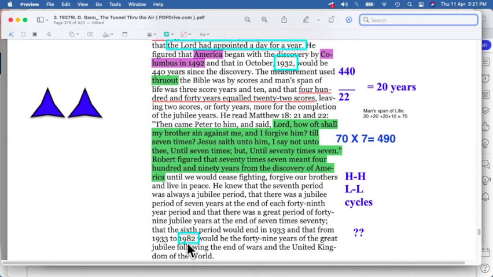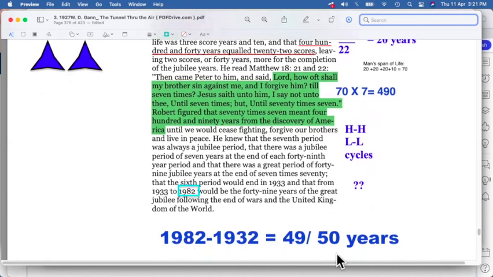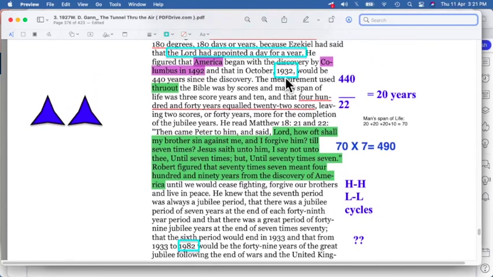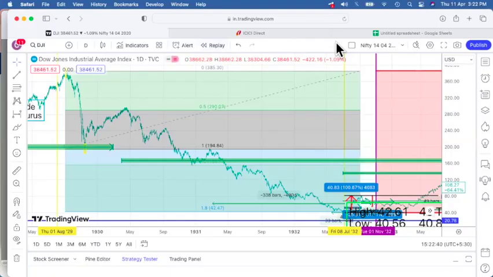Now, one more important thing I wanted to specifically mention: if we look at the difference between these years, it comes to 49 or maybe 50 years. So this is again something really important for us to understand. So let's go one by one. Let's first of all go towards 1932 and try to understand how things work over here. Now, why is 1932 important?